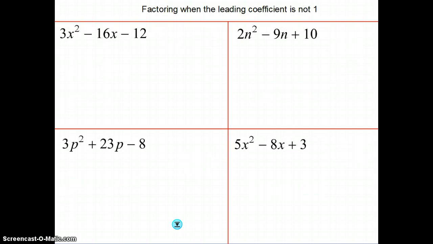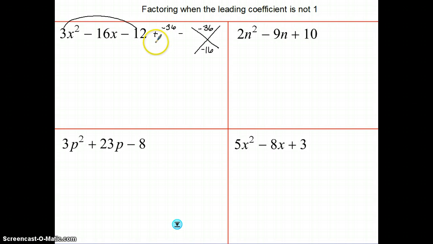The last thing I'm going to add for today is factoring when the leading coefficient is not 1. We still multiply the leading coefficient and our last constant term. So in this case, 3 times negative 12 is a negative 36. Now we're multiplying to a negative 36 and still adding to that middle term of negative 16. So I need two numbers that multiply to the negative 36 and add to negative 16. Since I'm multiplying to a negative and adding to a negative, I need one number to be positive and the other to be negative. Since I'm adding to a negative, the negative number will be bigger.